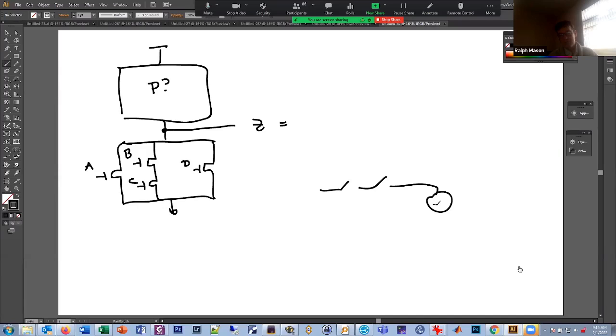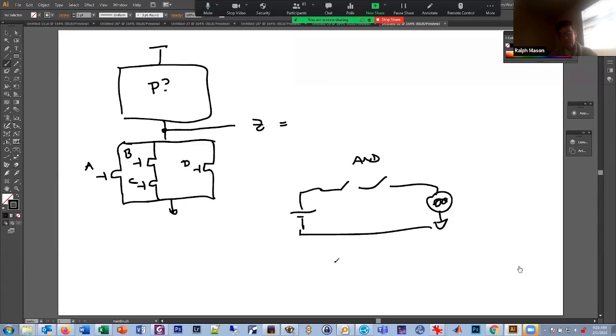Then you guys do this in like grade 7 or something like this. If I have a battery and two switches connected together, I want the light bulb to go on and they're in series, then they both have to be on, right? For the light to turn on. So that's like an AND function, right?